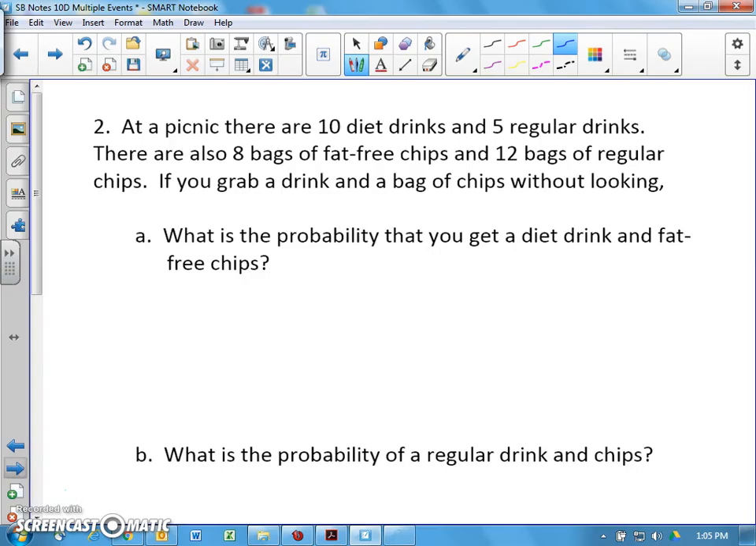At a picnic, there are 10 diet drinks and 5 regular drinks. There are also 8 bags of fat-free chips and 12 bags of regular chips. You're going to grab a drink and a bag of chips without looking, and so we want to look at the probability that you get a diet drink and fat-free chips. So let's start with the drink, and then we're going to figure out the chips. First of all, is this situation dependent or independent? No matter what drink you have, that does not change your choices on the chips. So this is an independent situation.